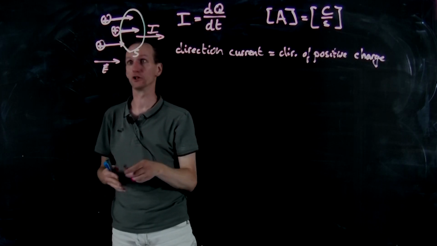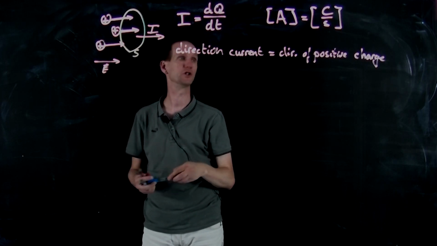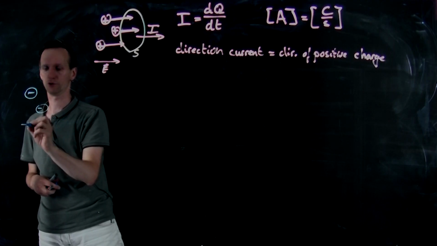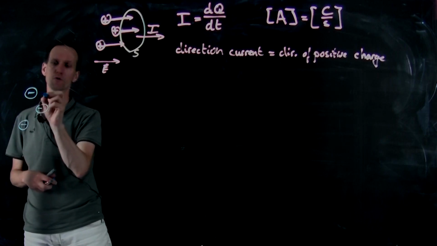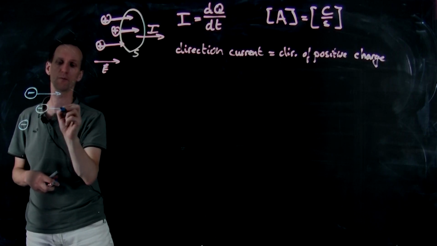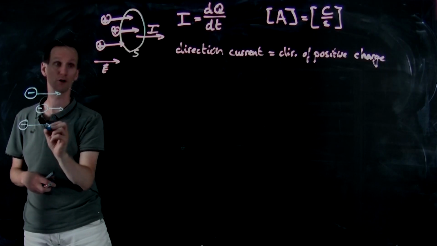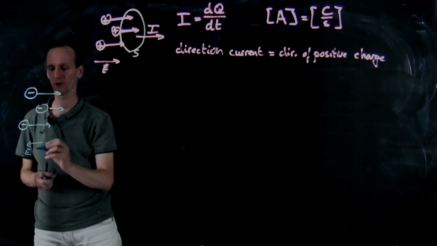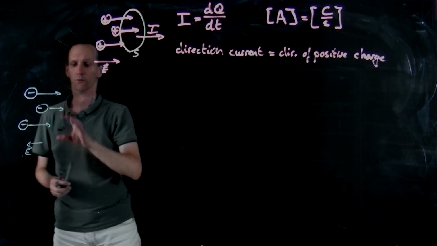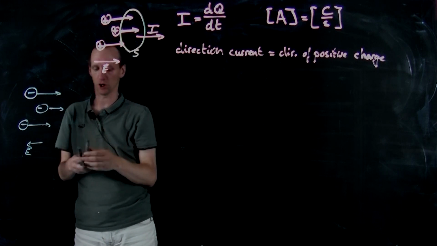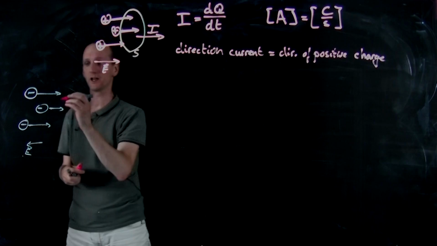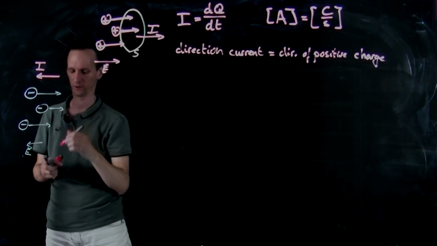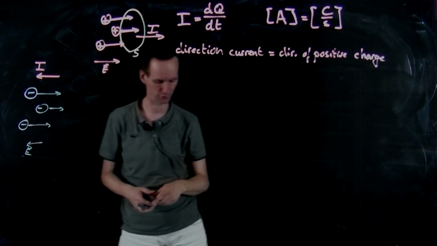Now, if we consider negatively charged particles, so I draw a situation here with three negatively charged particles. Similar particles. So if they are moving in an electric field in the same direction as we have here, note that that of course means that now the electric field is pointing in a different direction. We take the current as the direction that positive charge is flowing. So in this case, the current would be directed in this direction, opposite the movement of negatively charged particles.